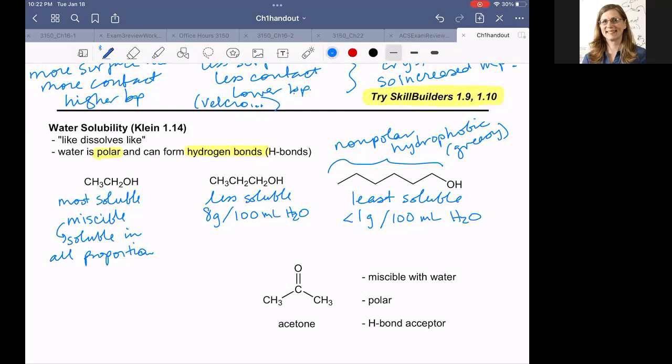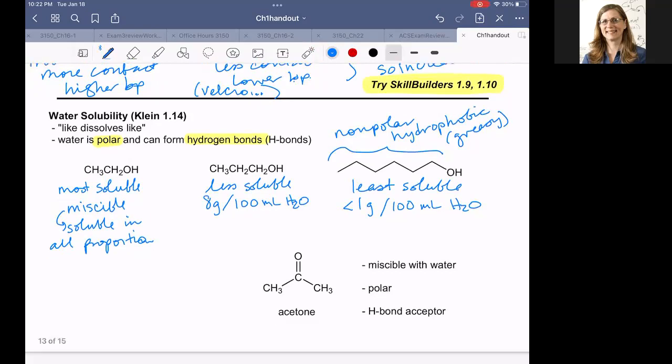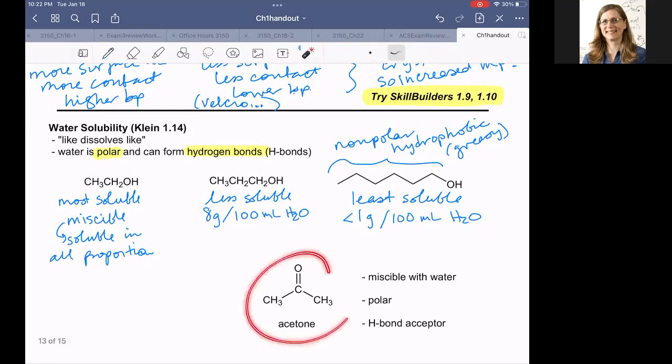Okay, so let's look at another example here. This last compound is called acetone. Acetone is an organic liquid we use a lot in the lab to help wash glassware. It's a solvent, an organic solvent. Nail polish remover is sometimes acetone based. And this is another molecule that is miscible with water. When you're using a nail polish remover, it's usually an acetone water mixture.